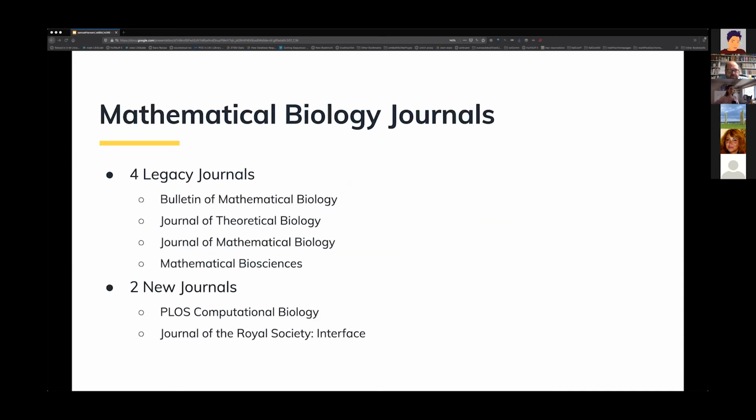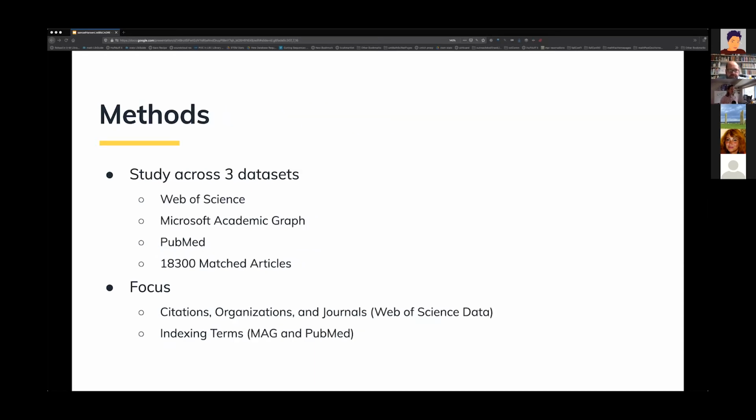What we're looking at is these four legacy journals: Bulletin of Mathematical Biology, Journal of Theoretical Biology, Journal of Mathematical Biology, and Mathematical Biosciences, and these two newer journals that publish a lot of mathematical biology papers but are not directly math bio journals. That's PLOS Computational Biology and Journal of the Royal Society Interface. We studied across three data sets: Web of Science, Microsoft Academic Graph, and PubMed. We managed to match 18,300 articles for the time frame we were looking at, which was 2003 to 2017. And that was 99.23% of the articles in the smallest of the data sets, which was Web of Science. So we did have incredibly high matching across these data sets, which is really good considering a bunch of them did not have DOIs across all data sets.